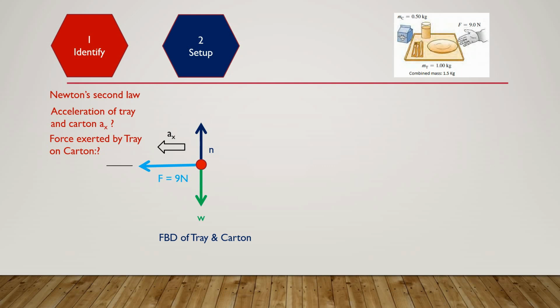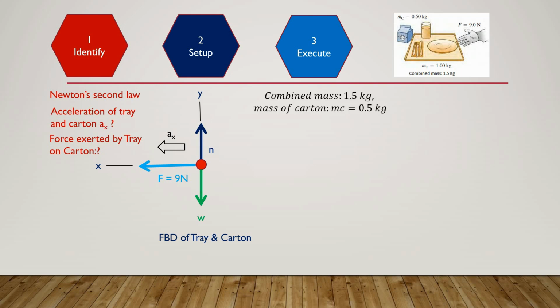Next we have to attach a set of coordinate axes. In the direction of force we set up the x-axis, and perpendicular to it we set up the y-axis. Next step is execute. Data given in the problem: the mass of the food tray was 1 kg and the mass of the milk carton was 0.5 kg. So the combined mass becomes 1.5 kg.